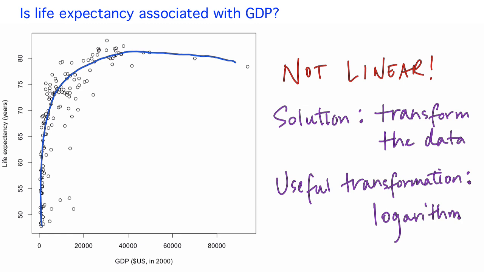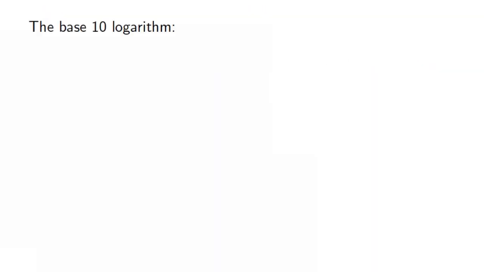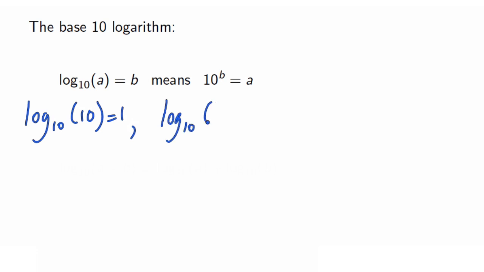Typically, statisticians use the natural logarithm or base e logarithm, but the base 10 logarithm works equally well, and for simplicity, that's what we'll work with here. Let's review some facts about the base 10 logarithm. By definition, if the base 10 logarithm of some number a is equal to another number b, that means that a is what you get when you raise 10 to the power of b. So the logarithm gives us the exponent. Using this fact, the base 10 logarithm of 10 is 1, the log of 100 is 2, and the log of 1,000 is 3, and so on.